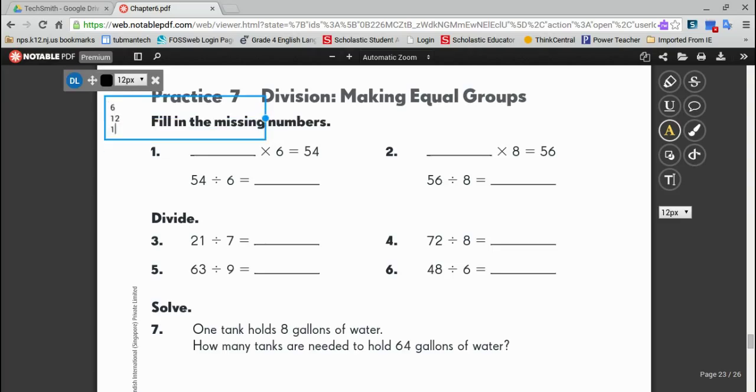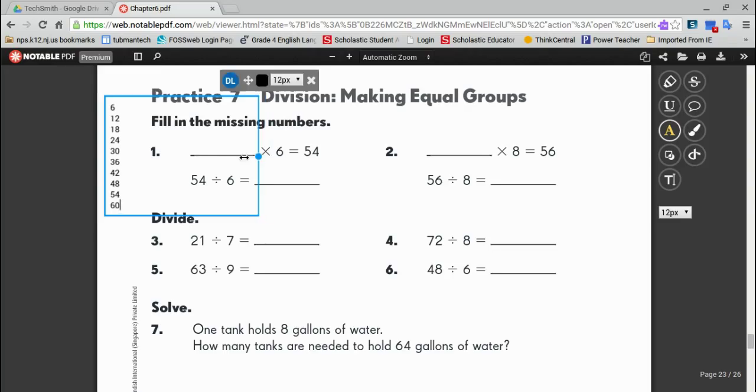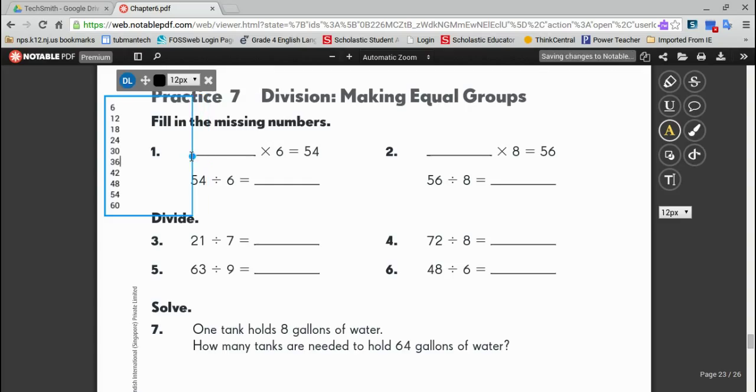6, 12, 18, 24, 30, 36, 42, 48, 54, and 60. So I jotted down my 6 multiples right here, and again, if you have a hard time writing your 6 multiples, my suggestion is, of course, to always draw 6 circles and start counting and try to write down those 6 multiples and have those memorized the best way you can. Alright, so something times 6 equals 54.